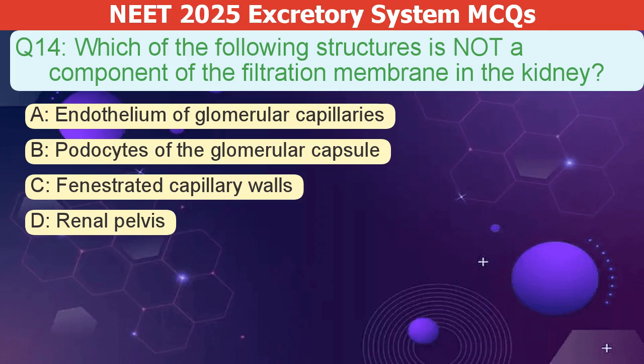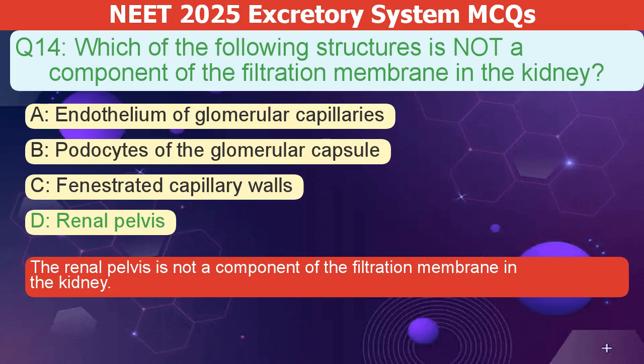Which of the following structures is not a component of the kidney's filtration membrane? A. Endothelium of glomerular capillaries. B. Podocytes of the glomerular capsule. C. Fenestrated capillary walls. D. Renal pelvis. The correct answer is D. The renal pelvis is not a component of the kidney's filtration membrane.